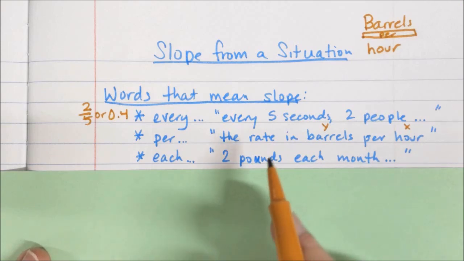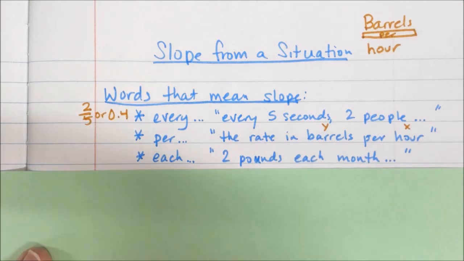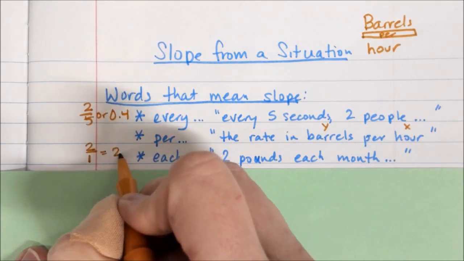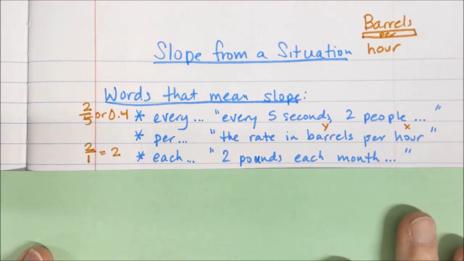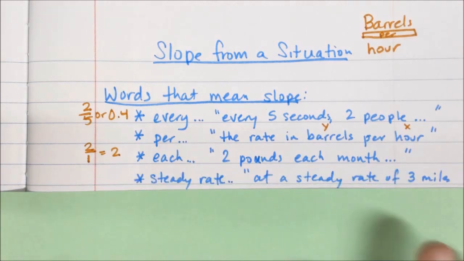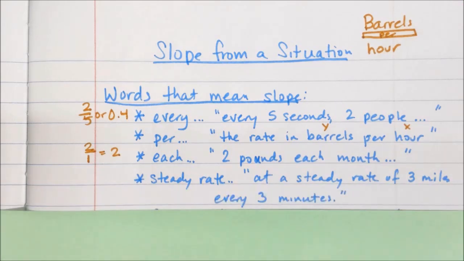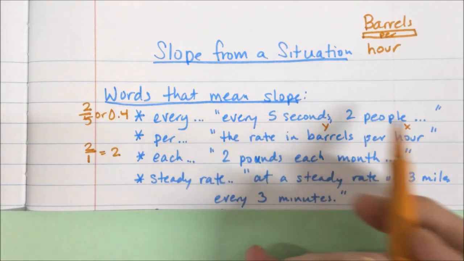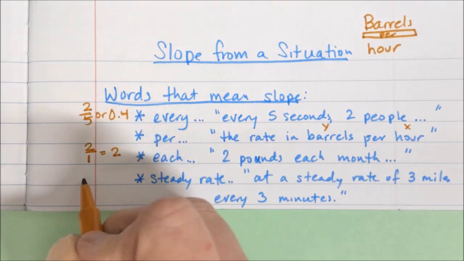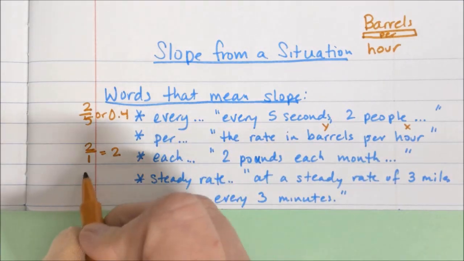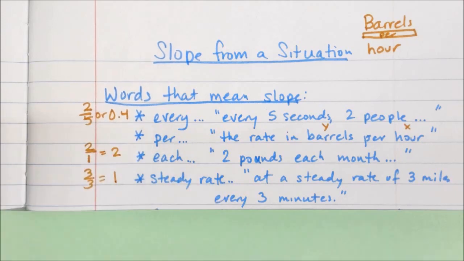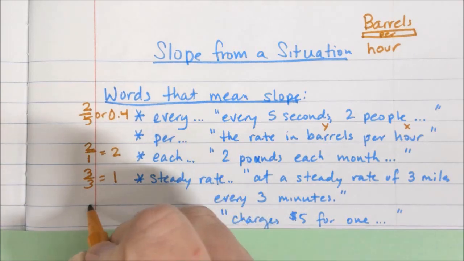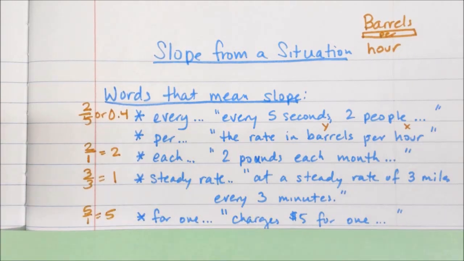Similarly, "each": 2 pounds each month, pounds per month. So I would write 2 pounds each 1 month, which is 2 for my slope. Another one we might see is a steady rate. So at a steady rate of 3 miles every 3 minutes, that's miles every minute. Every minute we go 3 miles. So we have 3 over 3, which gives me a slope of 1. Here's another one: he charges $5 for 1. 5 over 1 equals 5, and that would be my slope.